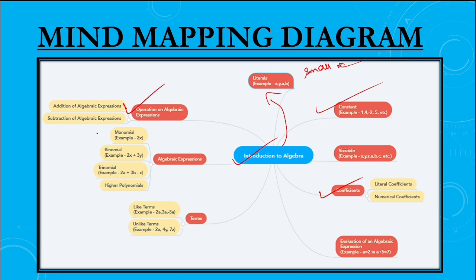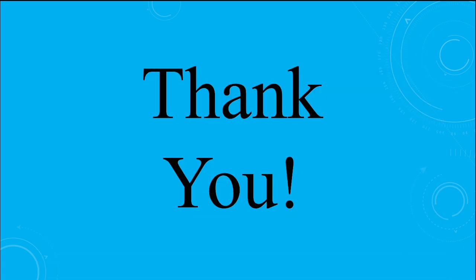Algebraic expression: one term is monomial, two terms binomial, three terms trinomial, and the higher, n terms, means polynomial. And the terms are of two kinds, like and unlike terms, and evaluation means only put the value then solve the algebraic expression. Okay.